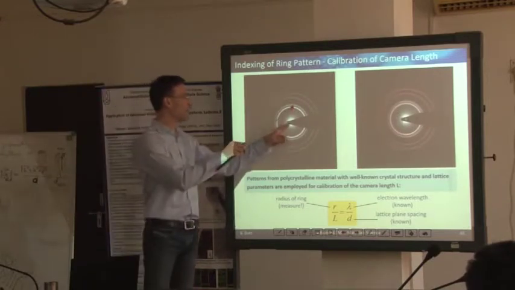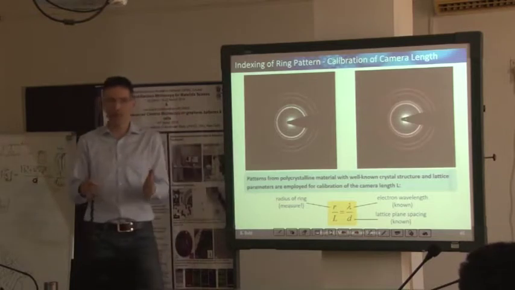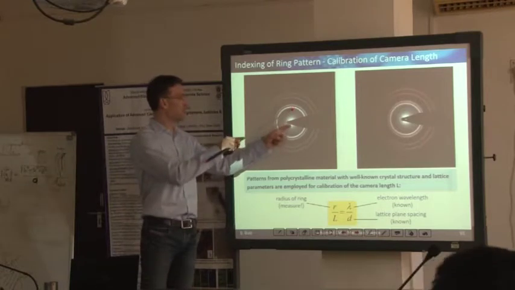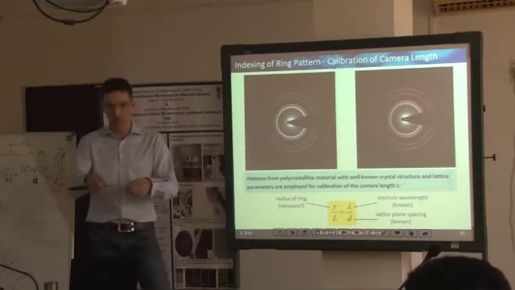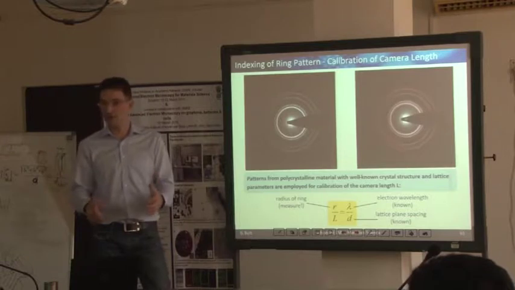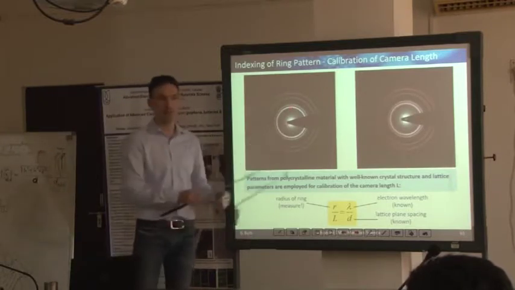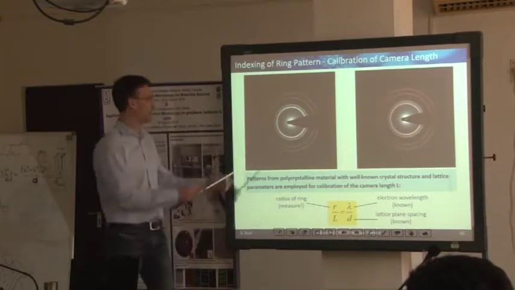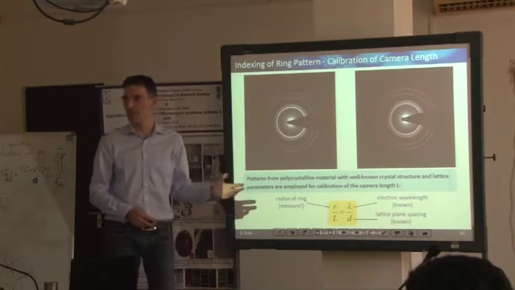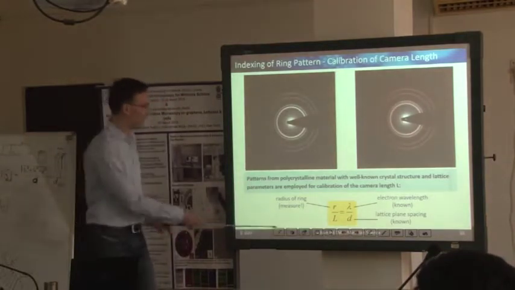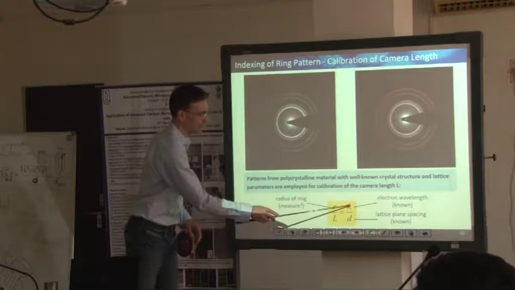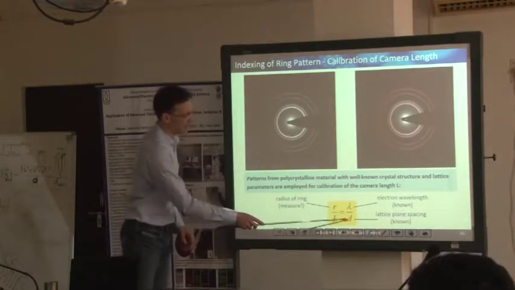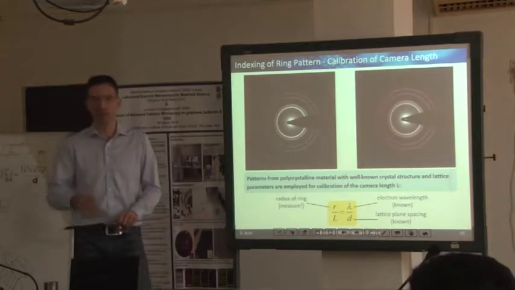In particular, if you want to measure strain, strain means small changes of the lattice constant. Small changes of the lattice constant lead to small changes of our ring diameters, or of the positions of our individual reflections. And if you want to measure them very precisely, because you are below 1%, then you have to calibrate them very precisely. But by knowing the camera length, and because you should know your wavelength, you can always measure the lattice spacings.